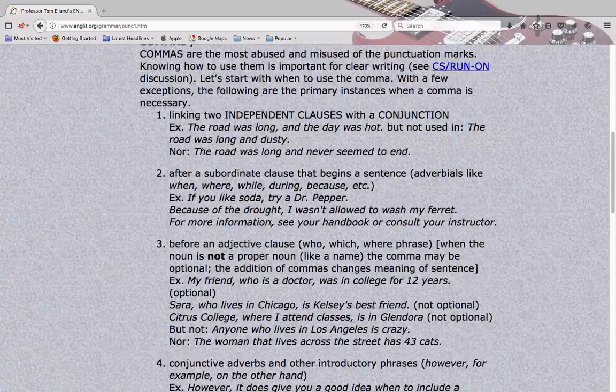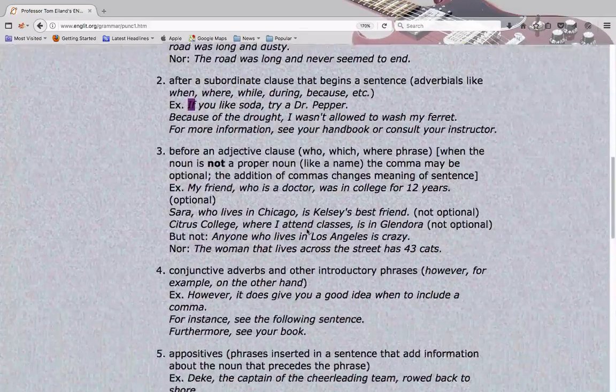People create fragments when they put a period here because that makes this into a fragment. When you begin a sentence with one of these words, if, for, where, when, while, etc., you are creating the necessity for a comma somewhere in your sentence. By the way, this does not mean that if you were to switch this around that you'd use a comma. If your sentence was, try Dr. Pepper if you like soda, there is no comma. It's only when that if word begins the sentence.